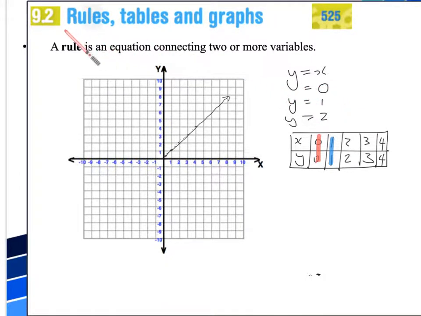So what's the relation between rules, tables and graphs? I have a rule. The rule's always first. Then from the rule I can use a table to give me a guideline, and once I have a guideline I can connect all those points. They will be in one straight line, and that line, that graph, will represent all possible answers for y and for x.